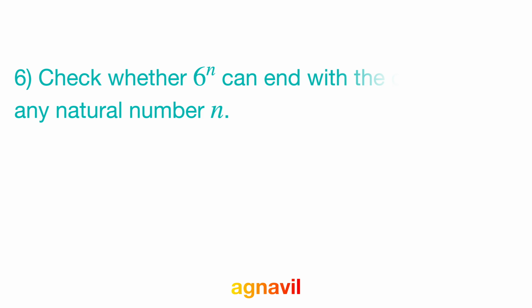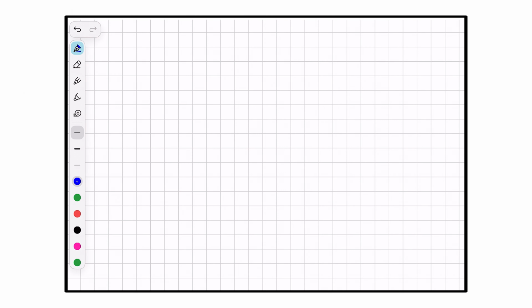Check whether 6 power n can end with the digit 0 for any natural number n. Okay, so how do we solve this? We have the number 6 power n, and we can rewrite it as 2 into 3 whole power n, which is the same as 2 power n into 3 power n. Now whatever be the value of 6 power n, will it end with the digit 0 for any natural number n? That's the question.